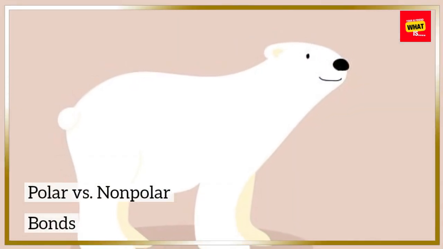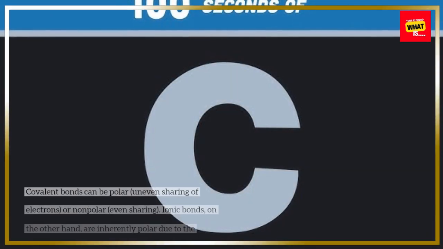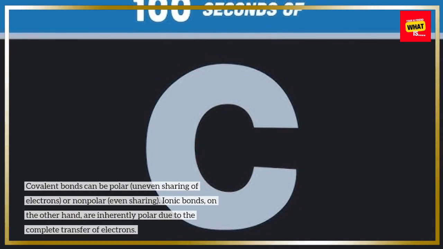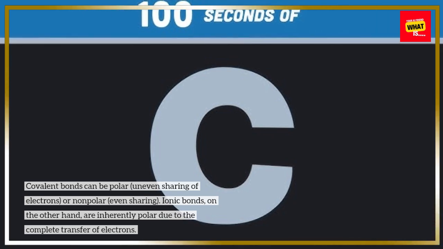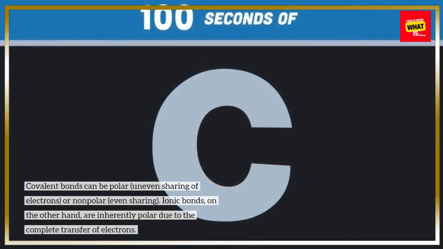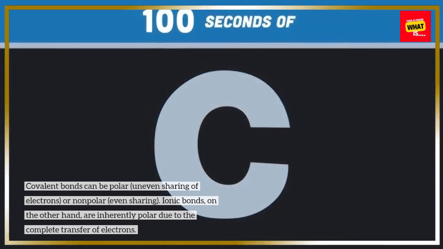Polar versus nonpolar bonds. Covalent bonds can be polar, uneven sharing of electrons, or nonpolar, even sharing. Ionic bonds, on the other hand, are inherently polar due to the complete transfer of electrons.